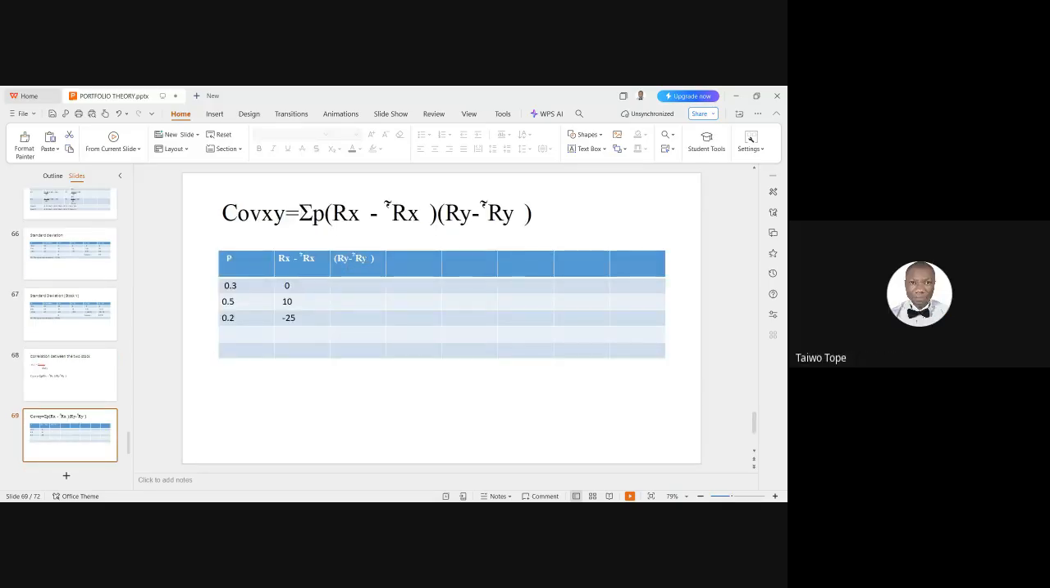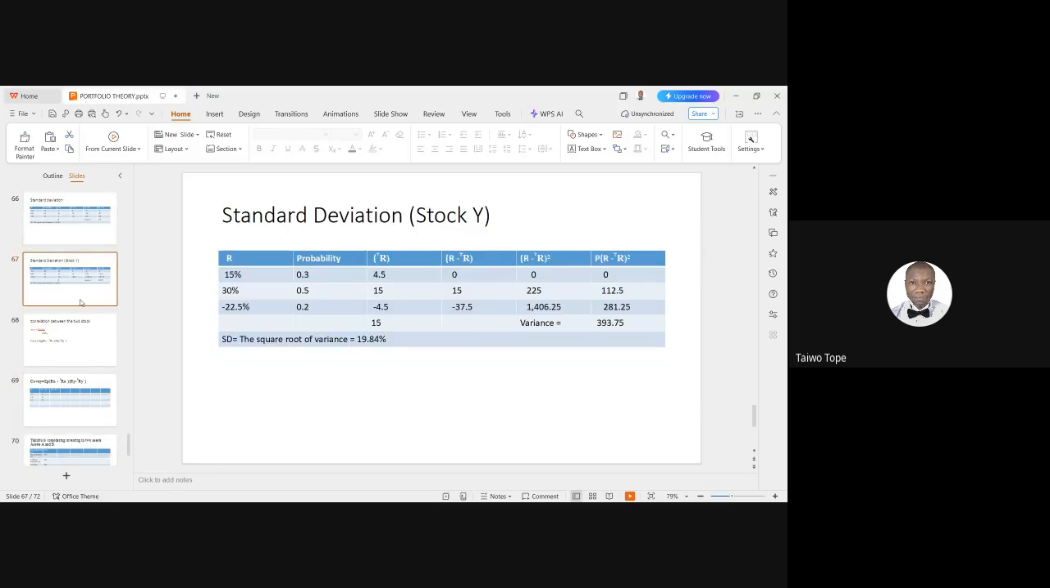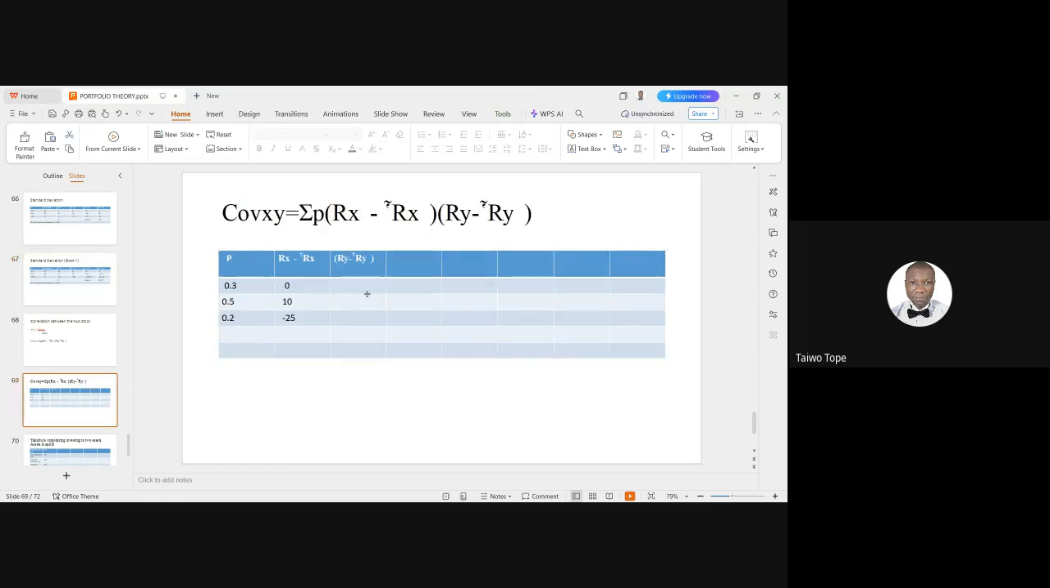So now, coming back to this, RY minus RY bar will be what? That is this: 0, 15, minus 37.5.